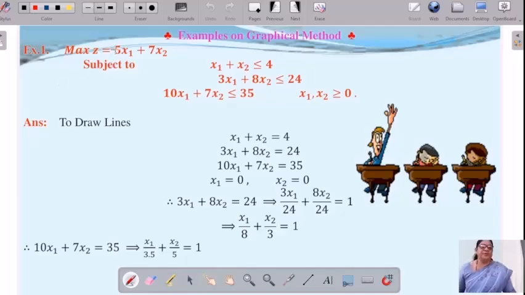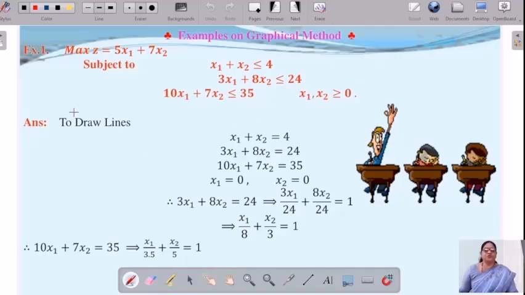We have the objective function of maximization type: maximize z equal to 5x1 plus 7x2, subject to 3 constraints: x1 plus x2 less than or equal to 4, 3x1 plus 8x2 less than or equal to 24, and 10x1 plus 7x2 less than or equal to 35. All the variables used in this LPP are non-negative.